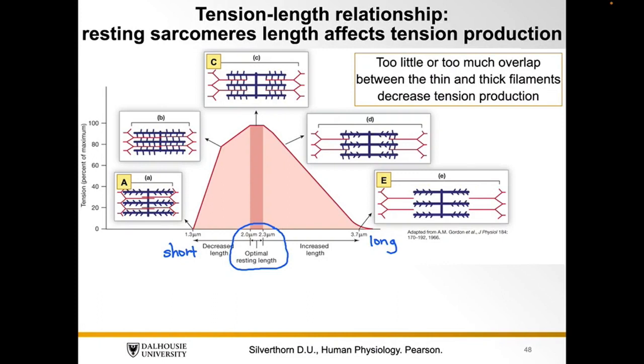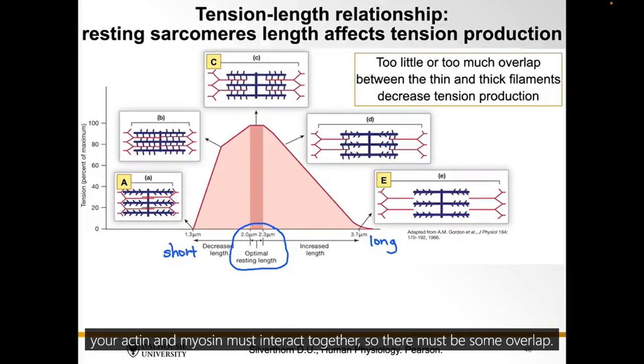That allows for cross bridges to happen. In order to create tension, your actin and myosin must interact together. So there must be some overlap.